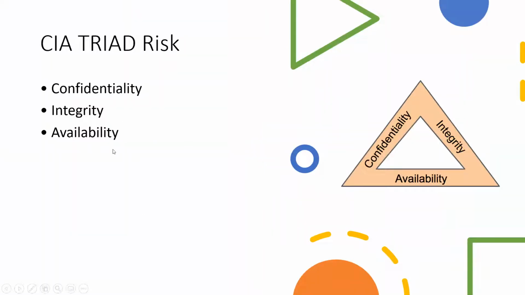Confidentiality, integrity, availability, the CIA triad risk. There will always be risk to the confidentiality, integrity, and availability of our information assets, not only within our workplaces, but also our personal information assets. The cyber criminal will always be desperate to get a hold of our information, critical information.